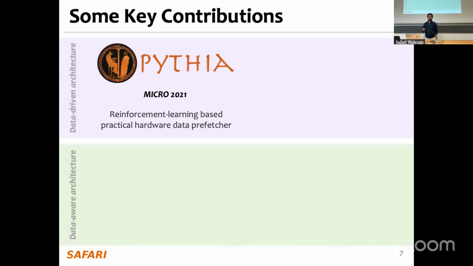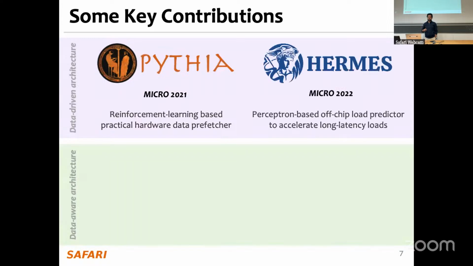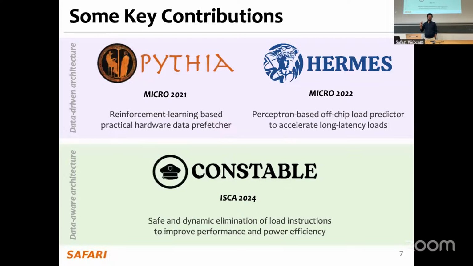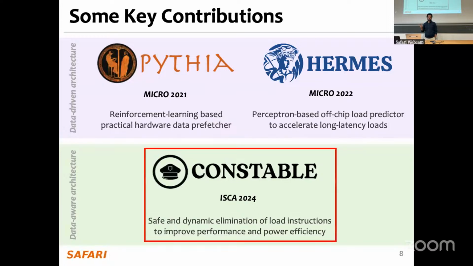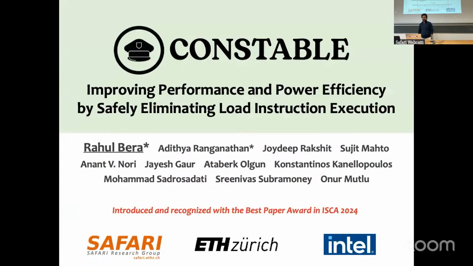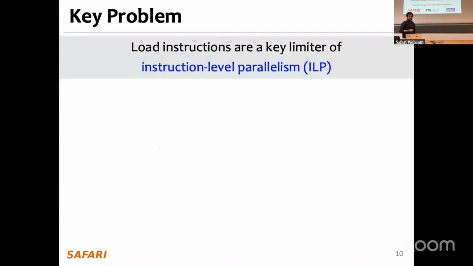You have seen some of it in prior lectures on prefetching, and Hermes, which you were also introduced to in the prefetching lectures. What we are going to discuss today is Constable, which was presented this year. That's an application of data-aware microarchitectures, and we are going to discuss what exactly that means. That's the name of the work: Constable, improving performance and power efficiency by safely eliminating load instruction execution.